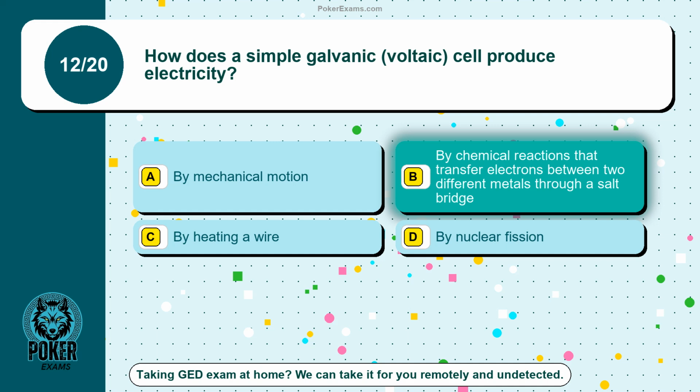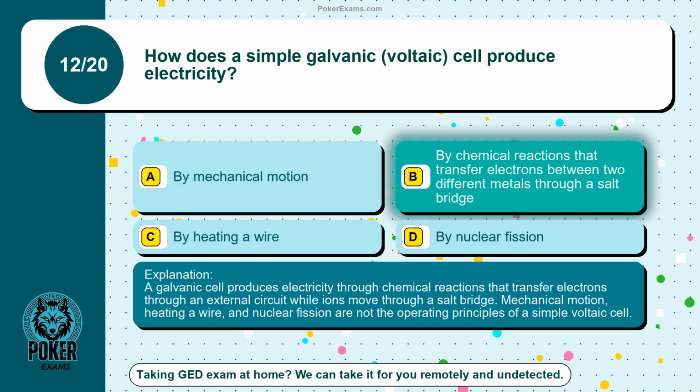The correct answer is option B. By chemical reactions that transfer electrons between two different metals through a salt bridge. A galvanic cell produces electricity through chemical reactions that transfer electrons through an external circuit while ions move through a salt bridge. Mechanical motion, heating a wire, and nuclear fission are not the operating principles of a simple voltaic cell.